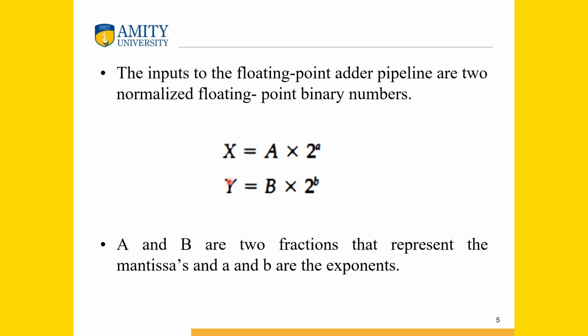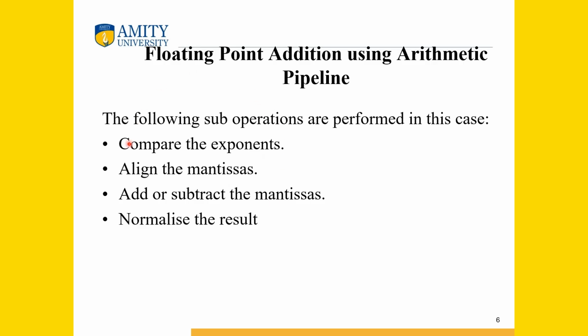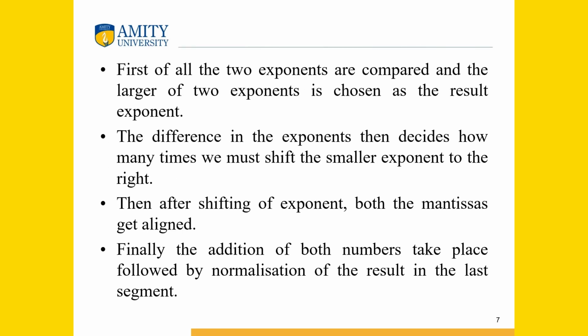We have two numbers x and y. Capital A and B will be the mantissas, and small a and b will be their exponents. It could be base 2 or base 10, whatever. Now these are the steps that we discussed. First we compare the exponents and choose the greater exponent. We align the mantissas, add or subtract the mantissas, and then normalize the result. Like we discussed previously, both the exponents are compared for the largest one to be chosen for the result. The difference decides how many times we shift the smaller exponent to the right.